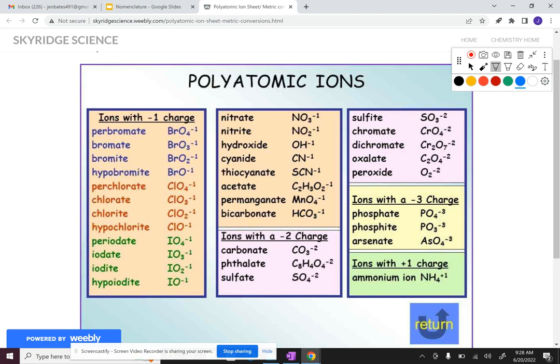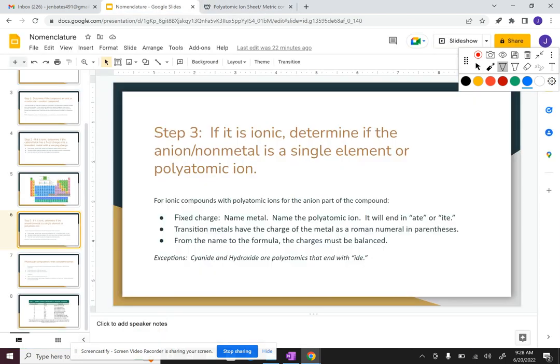what the name of the polyatomic ion is. So a way to kind of remember that is this: if it has a T in the nonmetal or anion part of the formula, it's not going to be alone. It's going to have friends.